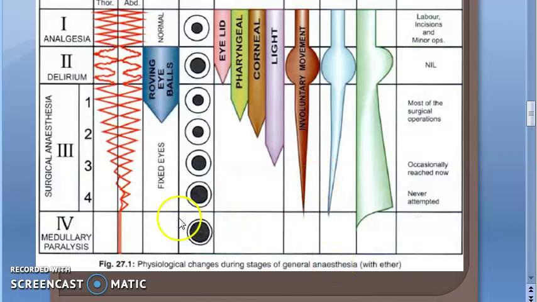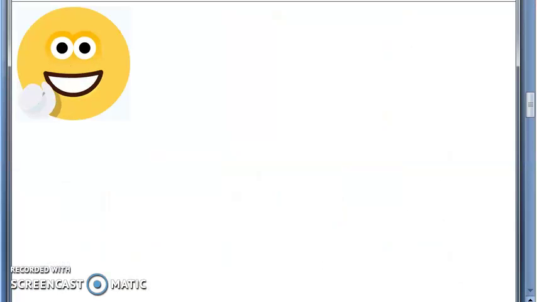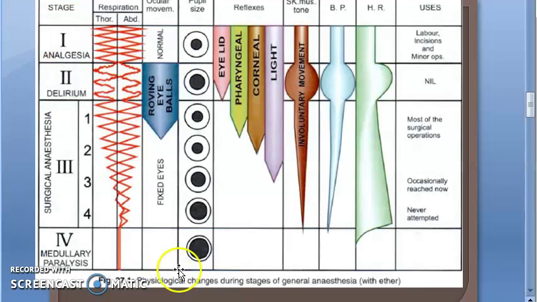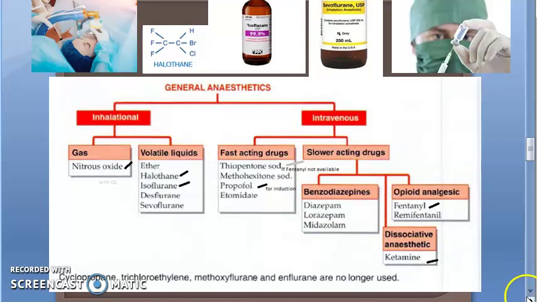Let's move on, guys. So basically you understood, right? In which stage will they do the surgery? They will do it in the 3rd stage of anesthesia. Which plane in the 3rd stage? Plane 1 and plane 2. Good. So what is the 4th stage called? Paralysis. What paralysis? Medullary paralysis. Very good. So now let's move on to the most important slide here. The general anesthetics, this is the pharmacology we are coming into now, the actual drugs and their names.